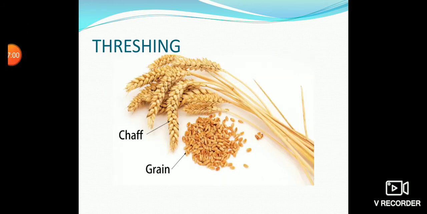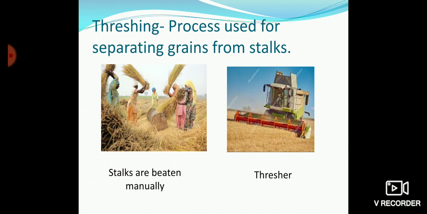Now the next method is threshing. Threshing is the process of separating grain from the harvested stalks. After harvesting the wheat and rice crops, the grains are separated from the stalks. This is done by threshing. It can be done by manually beating the dry stalks on the ground or a hard surface. You can see in the picture, to shake off the dried grains.